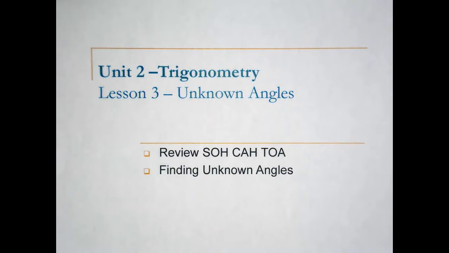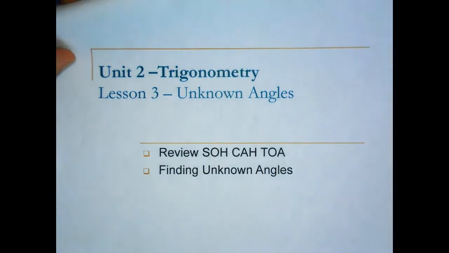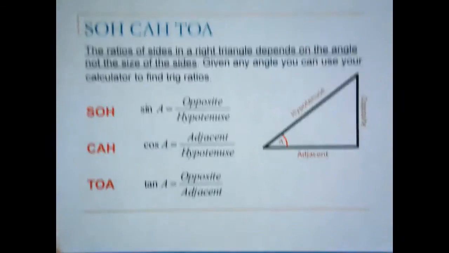We are going to have another lesson for our trig unit, and in today's lesson we are going to learn how we can use primary trig ratios, sine, cosine, tangent, or SOHCAHTOA, to find unknown angles. If we have a triangle with an angle that we are trying to find, how can we use SOHCAHTOA to do that? So let's first start by reviewing our SOHCAHTOA.